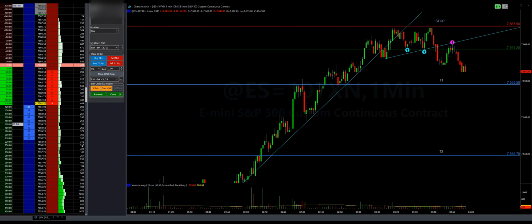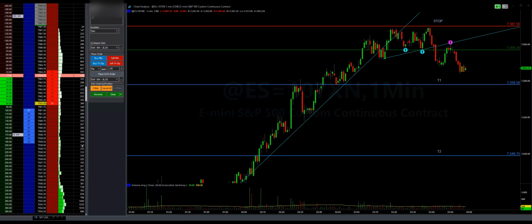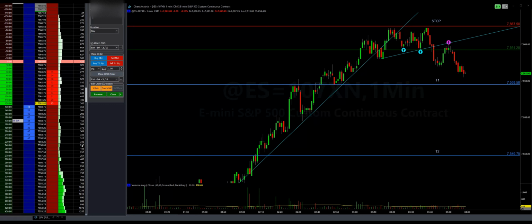So we are like 2 points away from our target, which is where we're going to close half of our position, and then we'll have a free trade if the market rallies up again and hits our stop loss. So one more point, it should hit our first target.